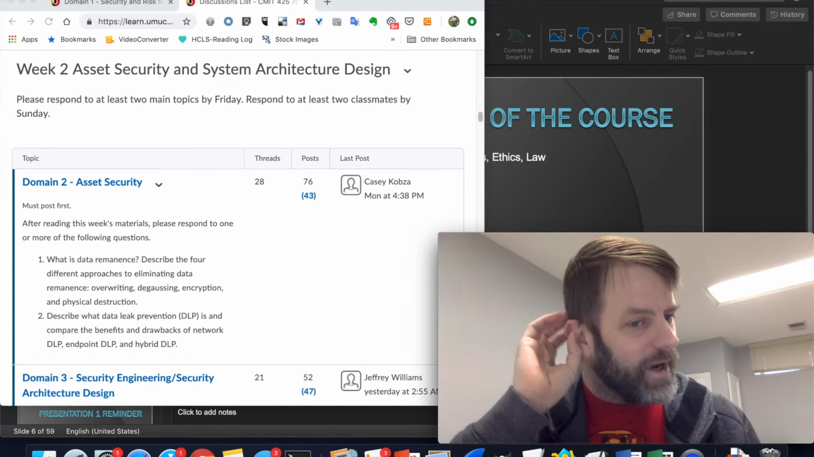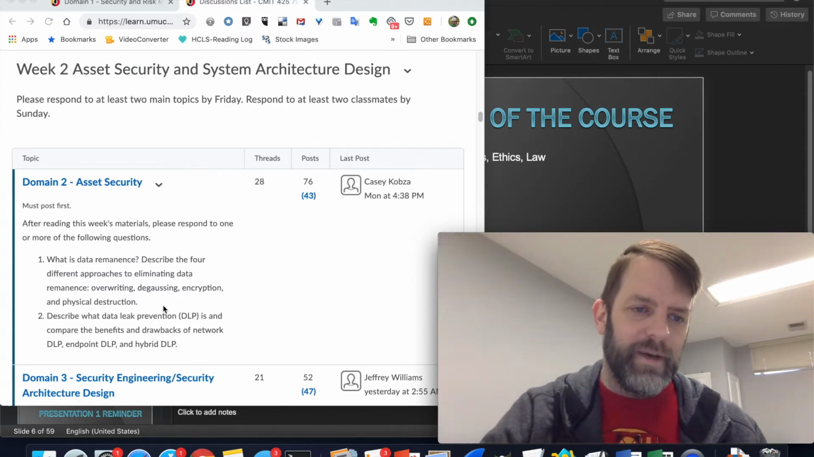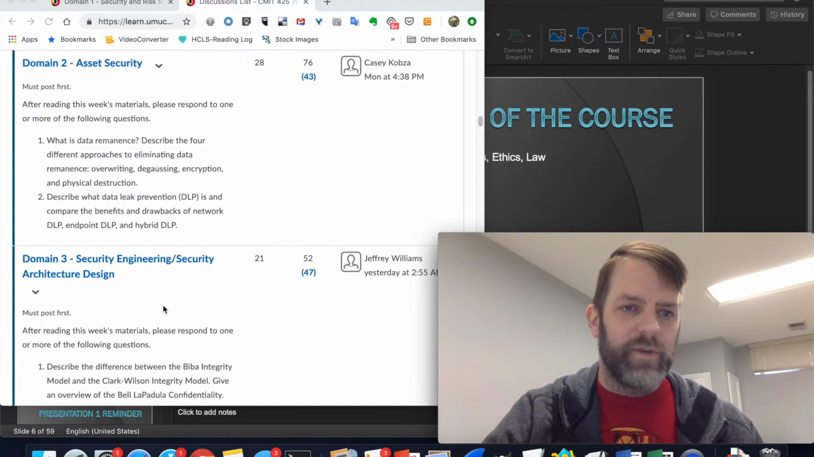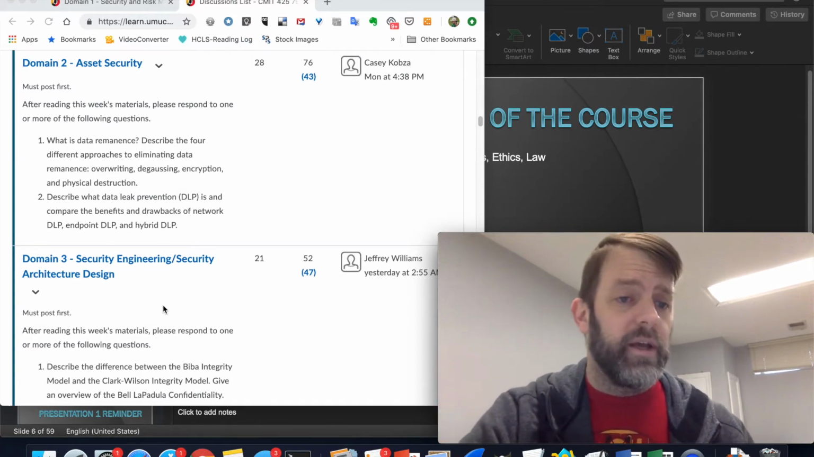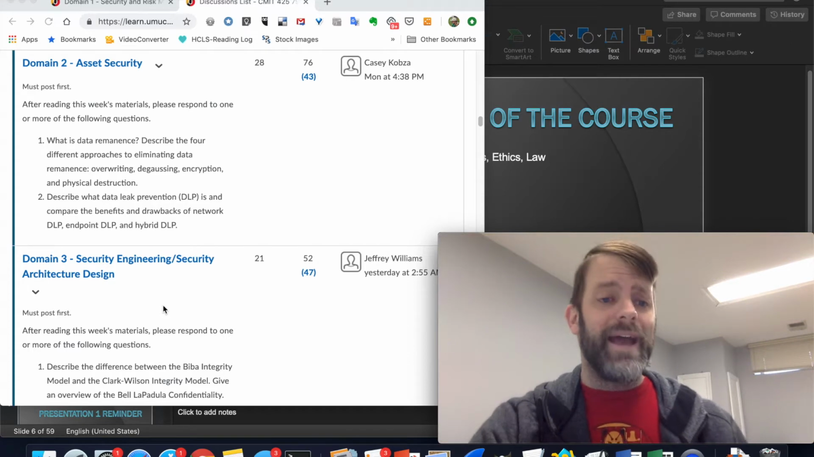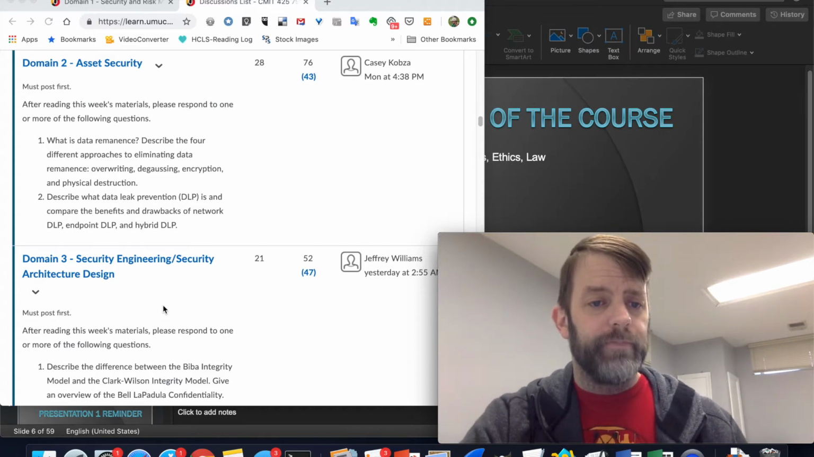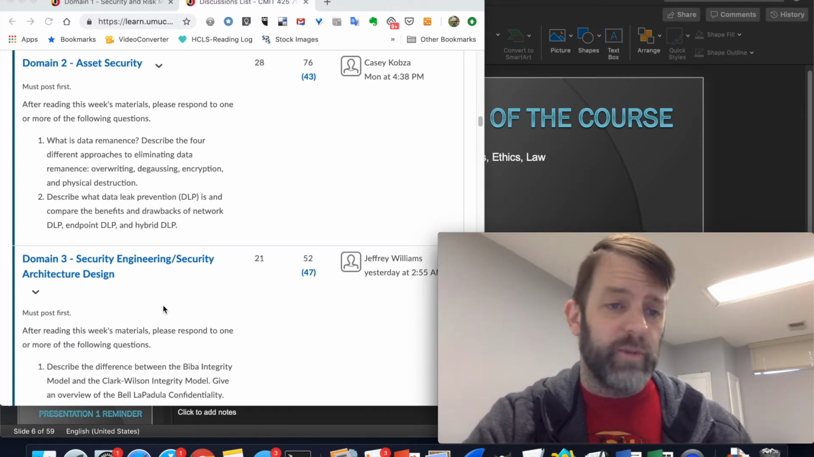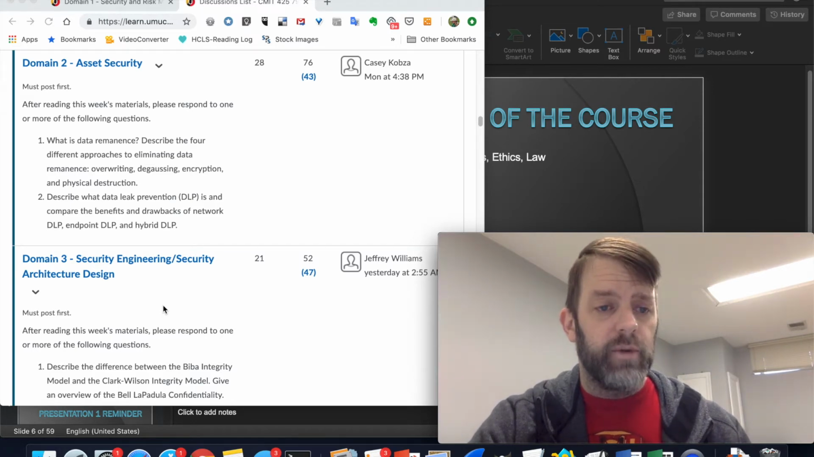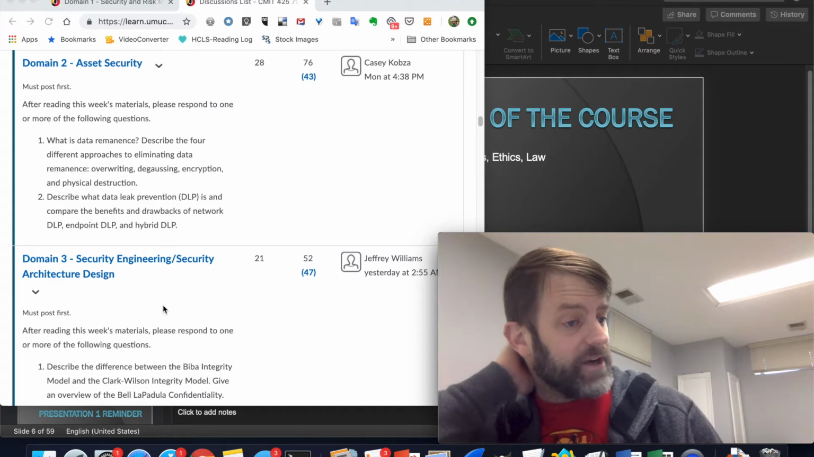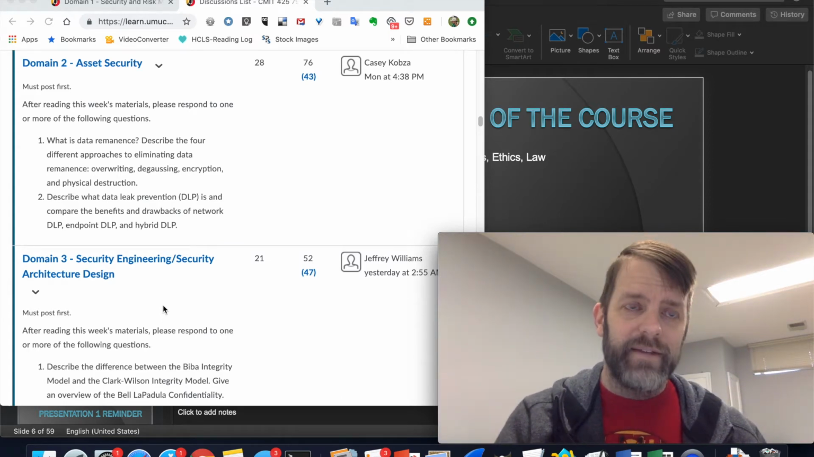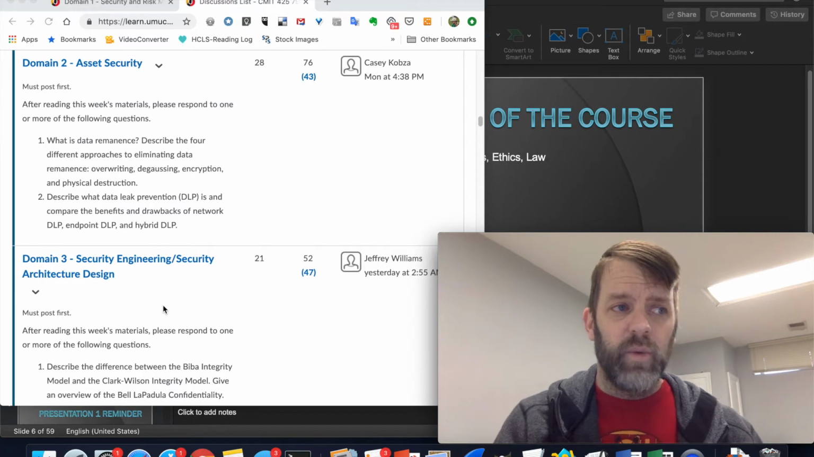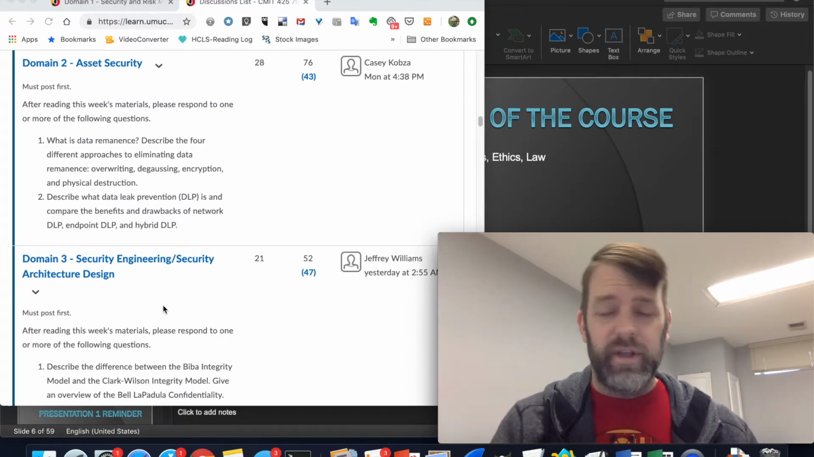All right, so asset security. Let's talk about these discussion questions from last week, which, like I said, I want to get these grades out for you this weekend. So data remnants. This was the really popular one. Most people answered for this first group, to talk about the four different approaches, right? We talk about data remnants, which is pretty simple. It's basically data that is still there when you think you're getting rid of the data.